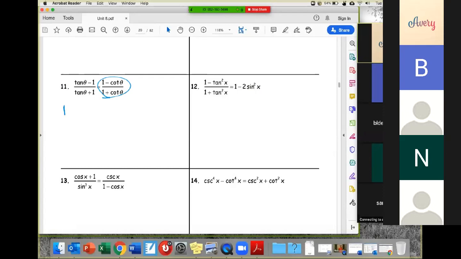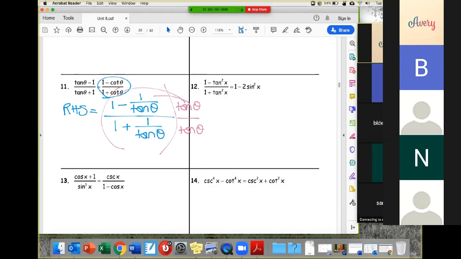If I start with the right-hand side, the only thing I could think to do with cotangent is make each of them 1 over tangent. You could have done cosine over sine, but that doesn't really make sense given that the left side has tangents in it. And then this is one of my favorite complex fractions like we just talked about. If I don't like double fractions, my rule of thumb is to take all of that and multiply by tangent over tangent. And if I'm distributing that top and bottom here, that's going to give me my answer.